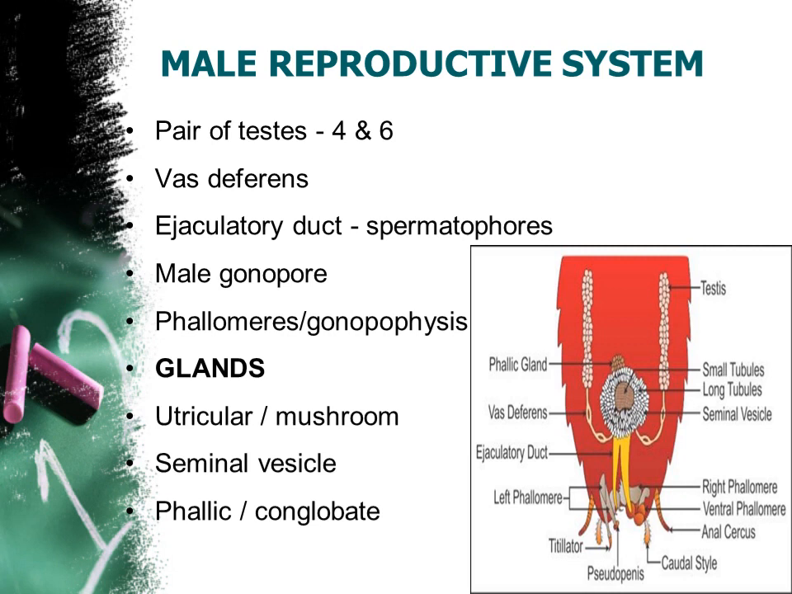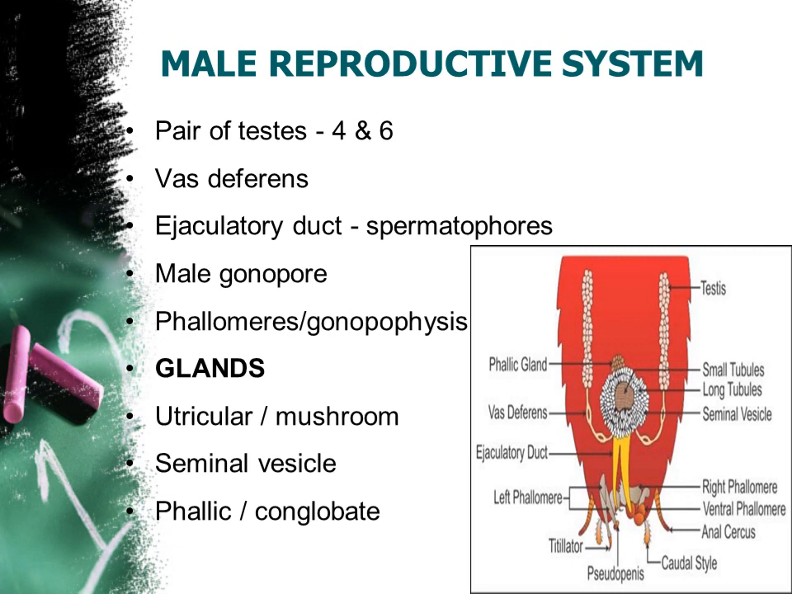Okay. Then the next one is the seminal vesicle. As we said, the vas deferens passes to the ejaculatory duct through the seminal vesicle. So this seminal vesicle is present in the ventral side of this ejaculatory duct. So this is the second gland of the male reproductive organ.